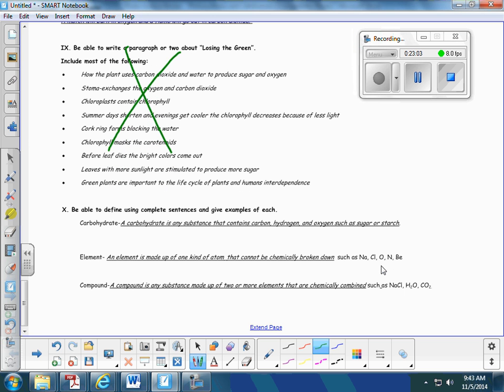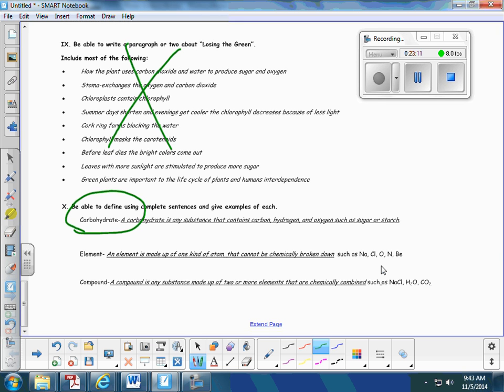And then if you look at number 10, there's those ones. Now let me tell you the one people forget to study. Carbohydrate. A carbohydrate is any substance. What are the 3 elements in it? Carbon, hydrogen, oxygen. Those are your 3 elements. An example, sugar or starch.